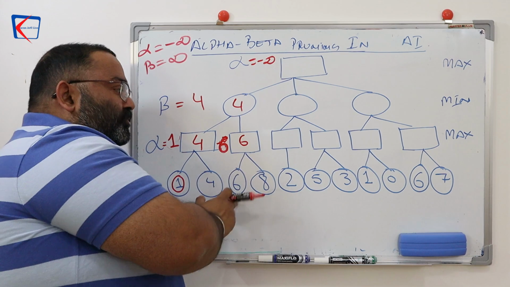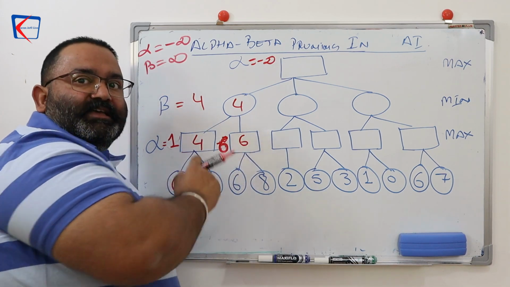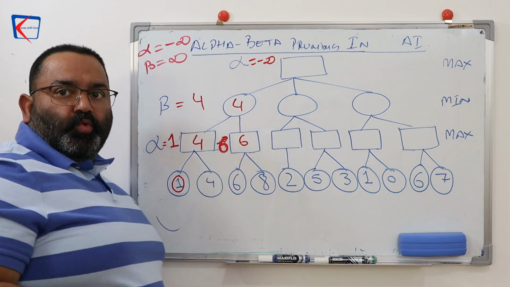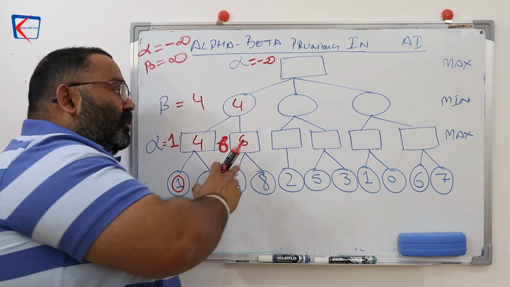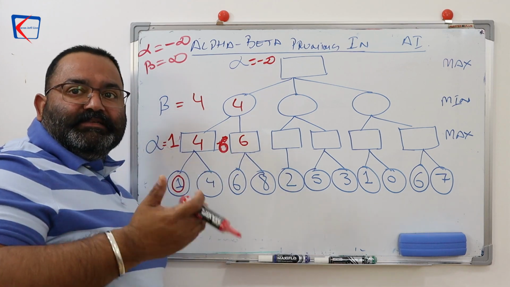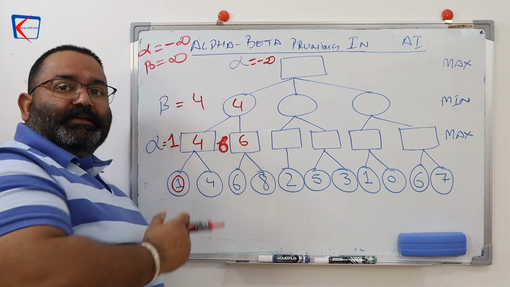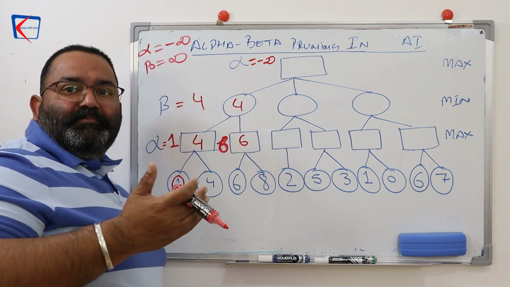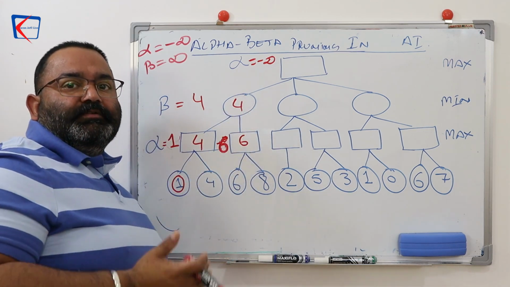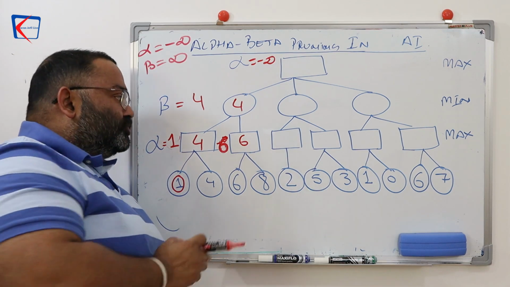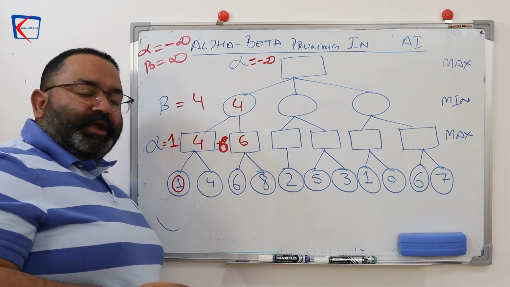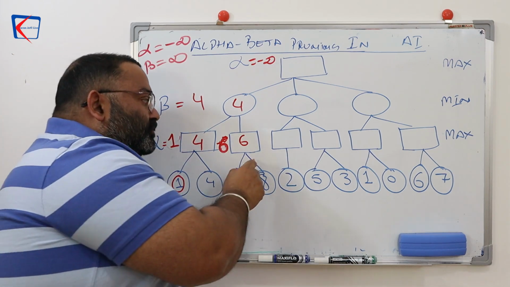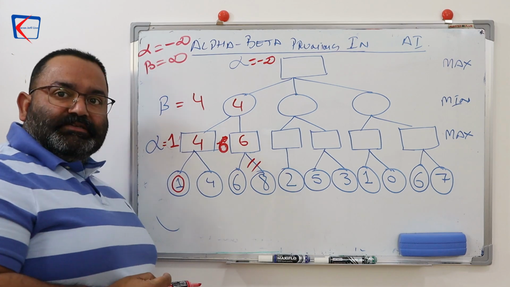Now already I explored one subtree. Here I get 6. Now can 6 replace 4? No. Why? 6 is bigger. Now here to replace 6 I need some number which is bigger than 6. So if 6 cannot replace that 4, any number which is bigger than 6 can also not replace 4. So then is there any point in checking the value of this 8? No, isn't it? So then what will we do? We will prune this 8.